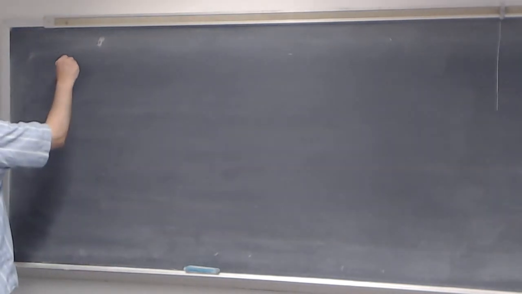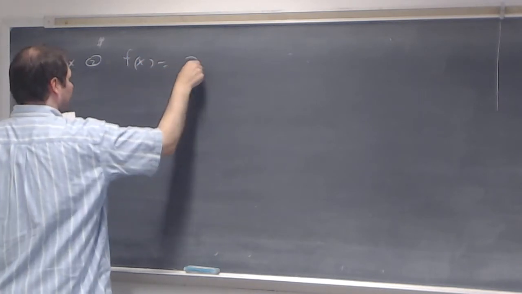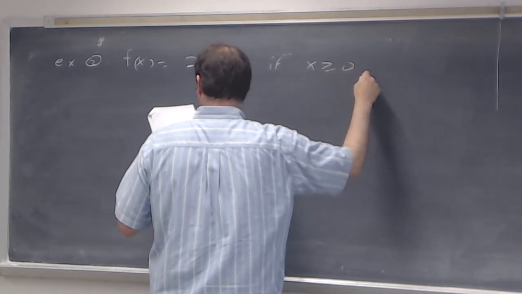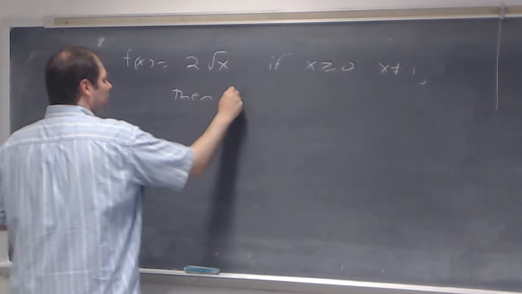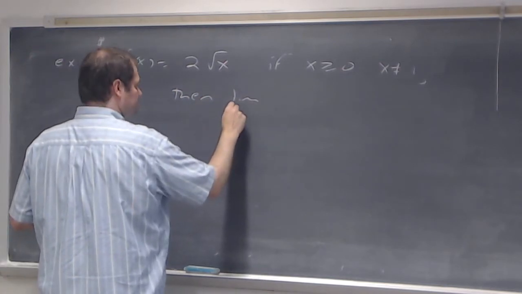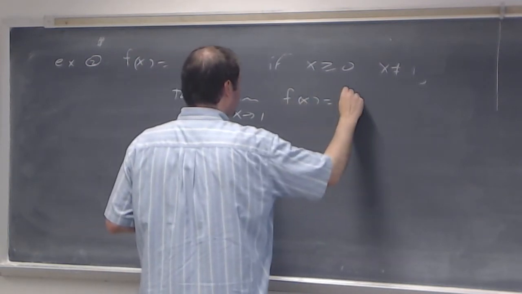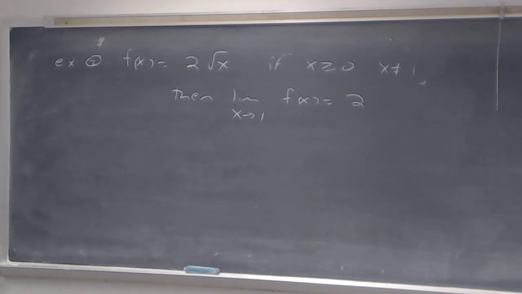Okay? Let's look at another example. Example 2. Here, if we have f of x equal to 2 times the square root of x if x is greater than or equal to 0 and x is greater than 1, then the limit as x goes to 1 of f of x will be equal to 2. Here, I'm just not defining f at 1. Okay?